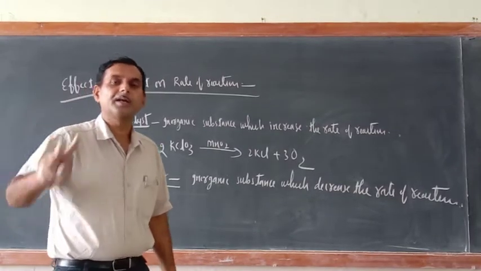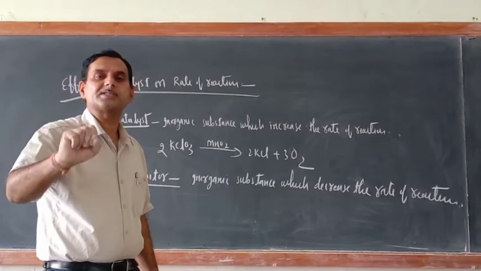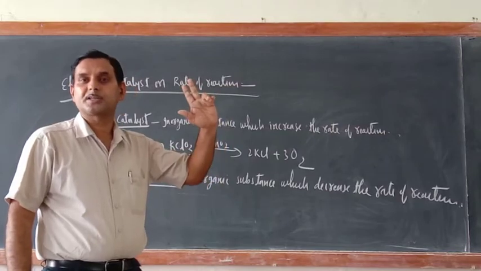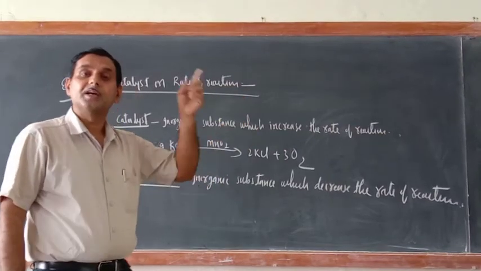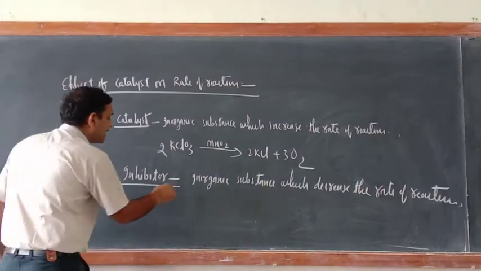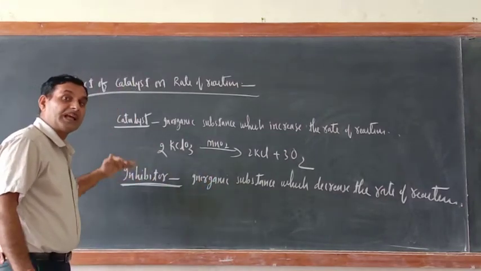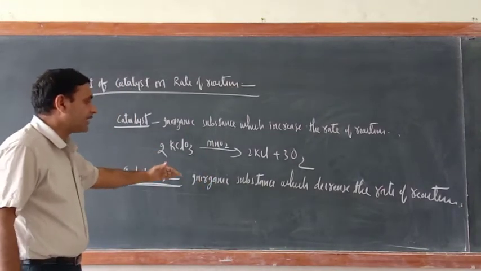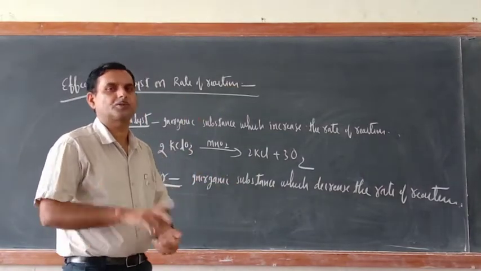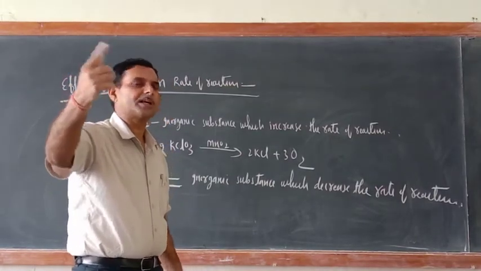Nowadays the word catalyst is used in the positive catalyst sense only. Wherever the word catalyst is there, it means they are increasing the rate of reaction. Then what about negative catalyst? Instead of saying negative catalyst, they are known as inhibitors. So in place of negative catalyst, the term inhibitor is used. Inhibitors are substances which decrease the rate of reaction. So always remember, wherever the word catalyst is there, it means they are increasing the rate of reaction.